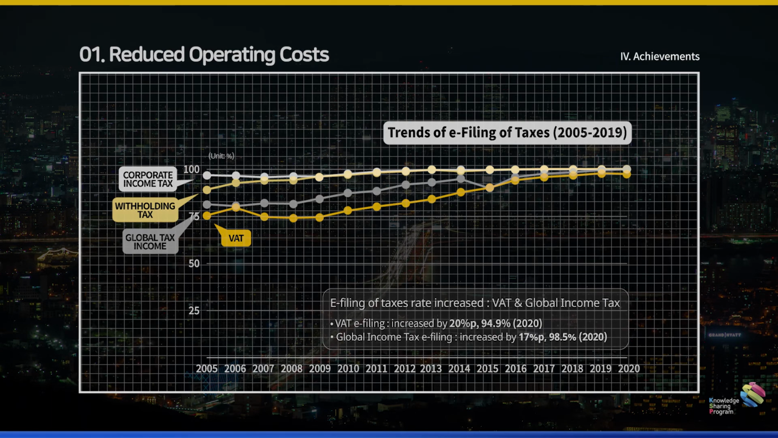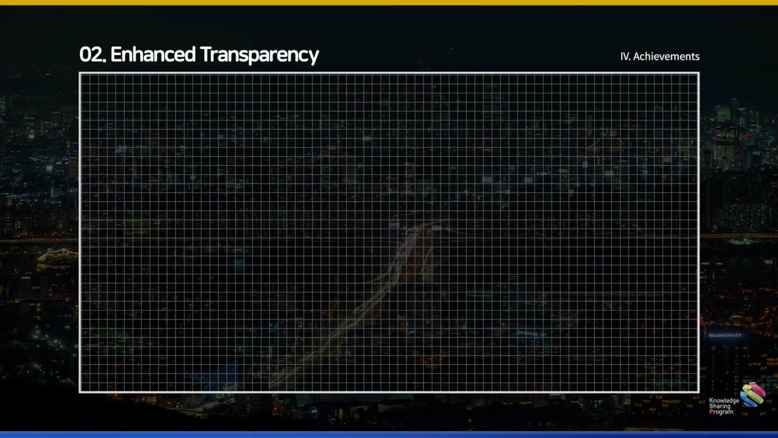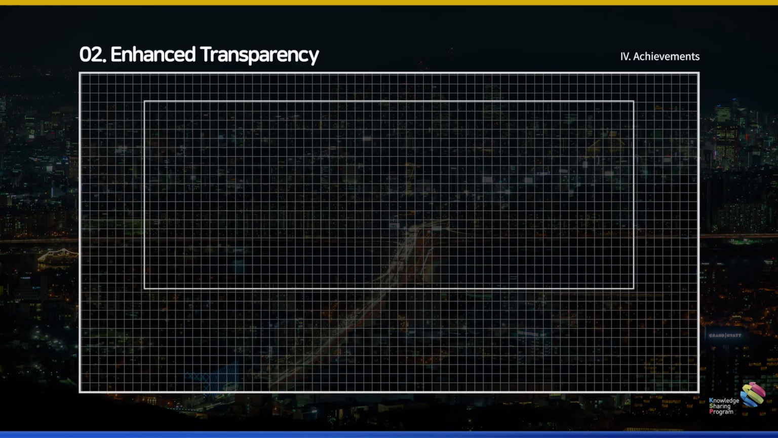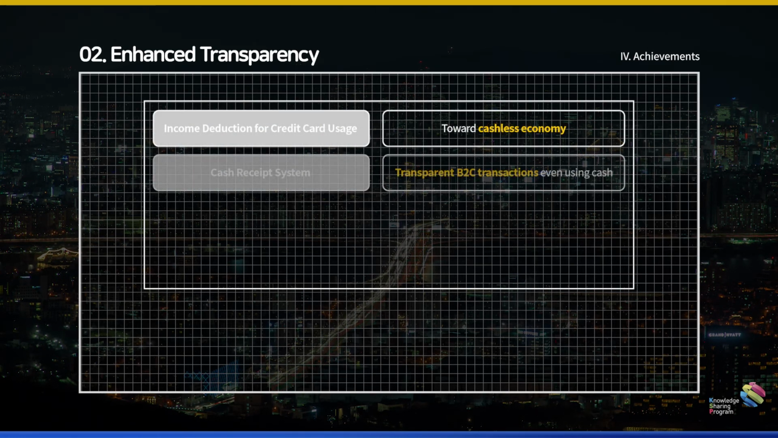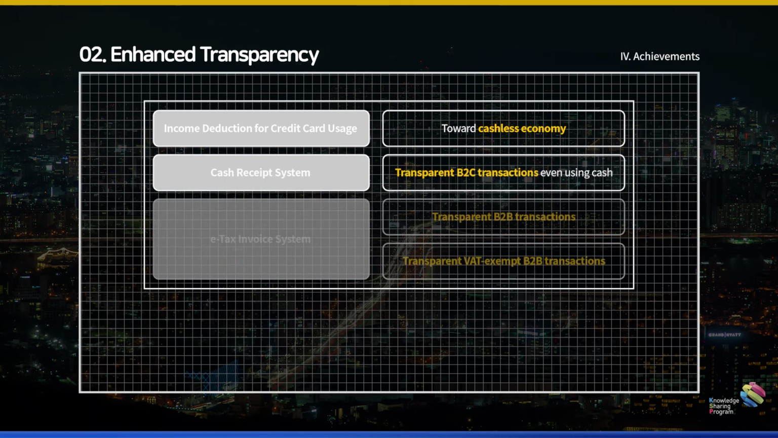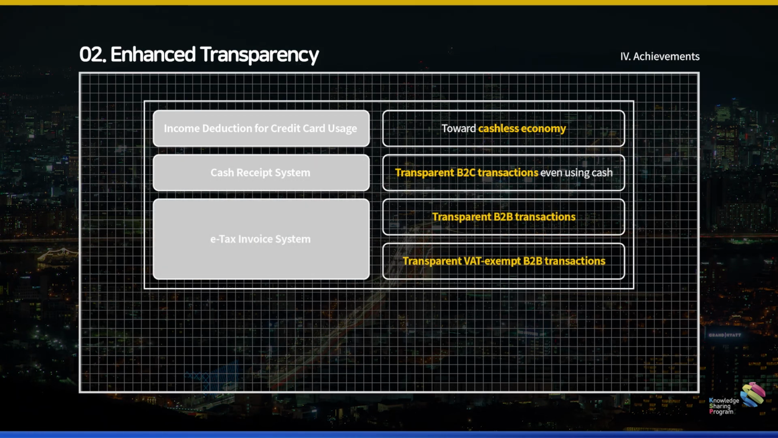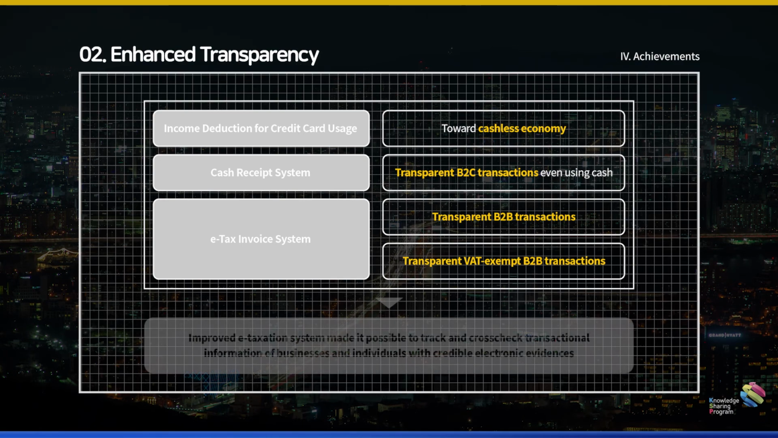Through the tax reform, transparency has been greatly enhanced and income deduction for credit card usage geared the direction of the Korean economy into a cashless economy. The cash receipt system enhanced the transparency of B2C transactions, and using the cash and e-tax invoice system not only enhanced the transparency of B2B transactions, but also the VAT-exempt B2B transactions.